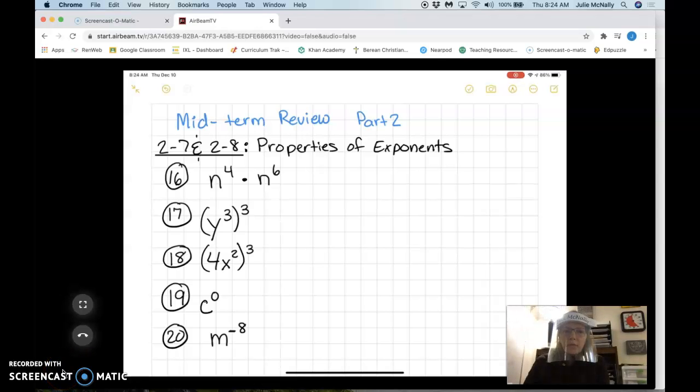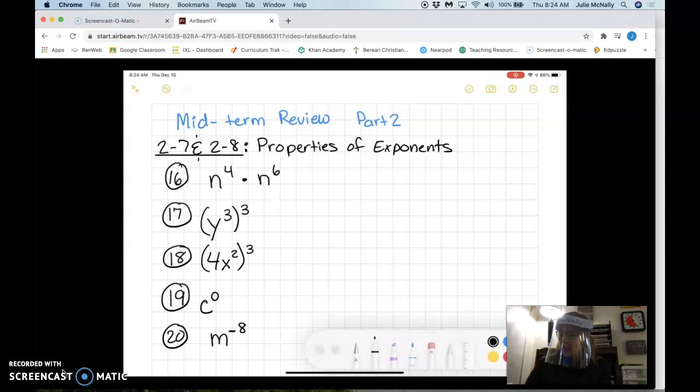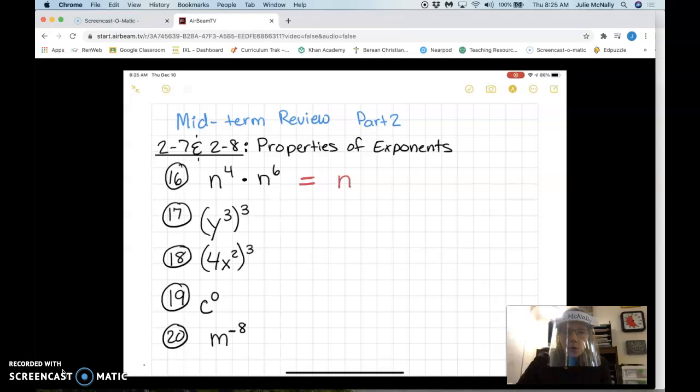So part 2 of our midterm review, and today we're going to start talking about properties of exponents. Remember, this is all the different rules that you have to follow when you have exponents. When you are multiplying two bases that are the same, what do you do with the exponents? Multiplying, you add. So we're going to write the base one time, and then we just add the exponents. So 4 plus 6? 10.